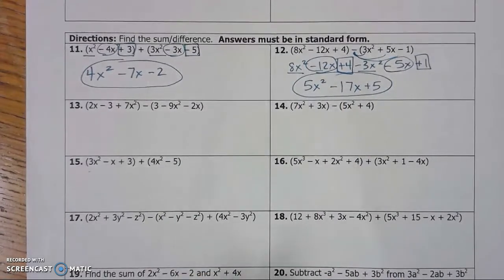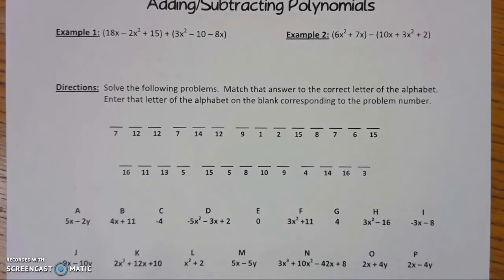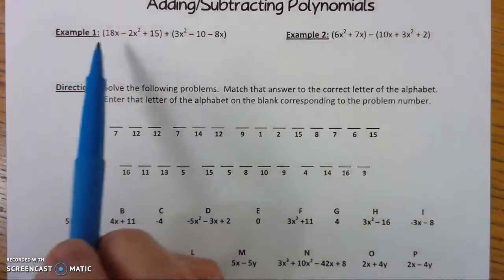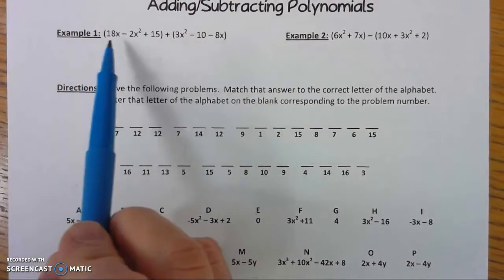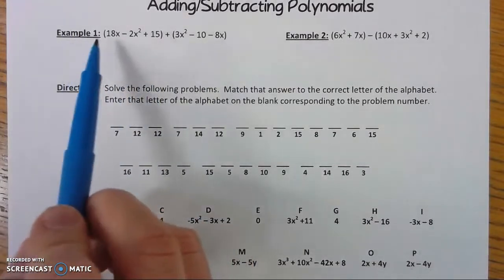Okay, so you're going to finish this side of the sheet and then turn to the back, and there's a few more practice problems on the back that have like a code with them. So let's look at a couple of those. Okay, I'm going to do example 1 and example 2 with you, and then I'm going to show you kind of how the code works. Okay, so again, for example 1, I'm just going to ignore the parentheses and combine like terms.